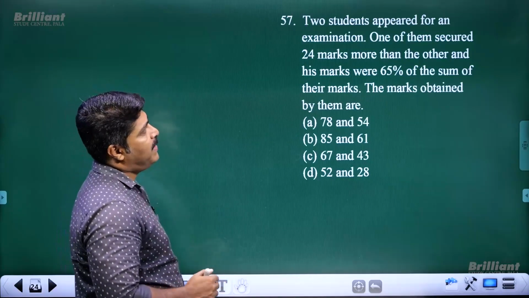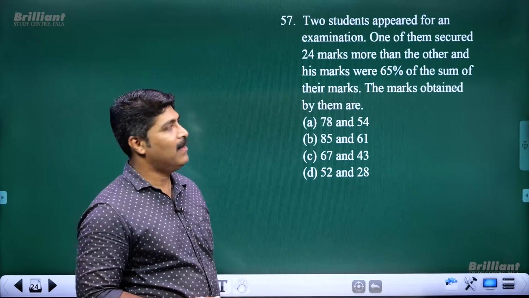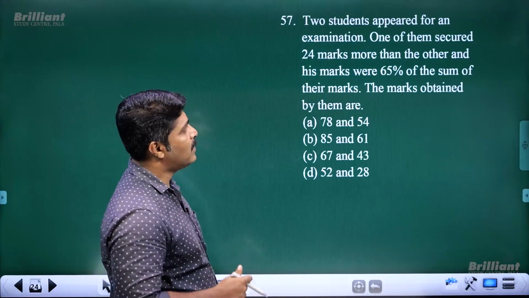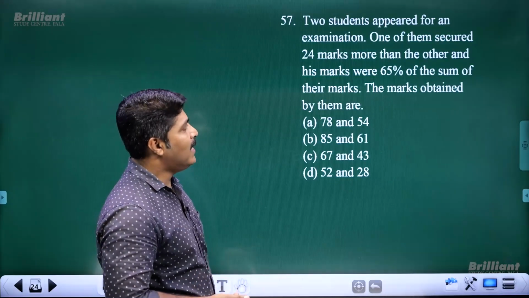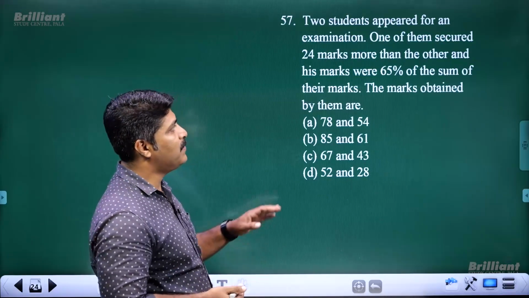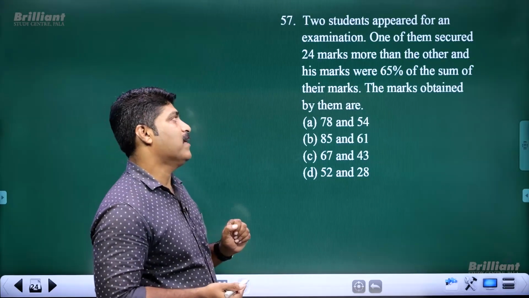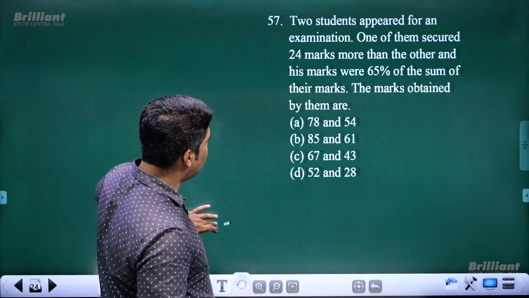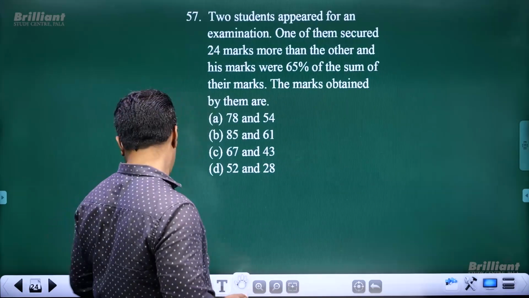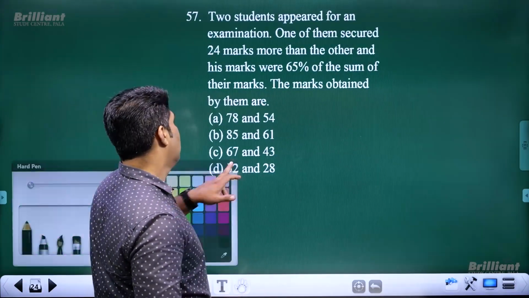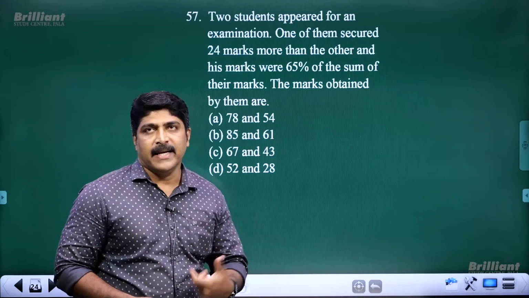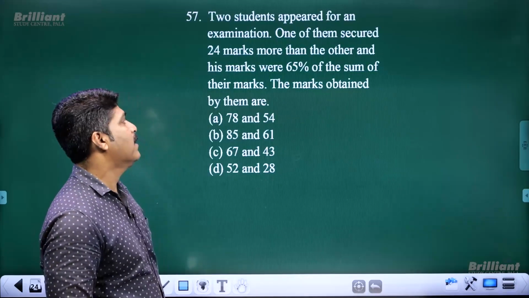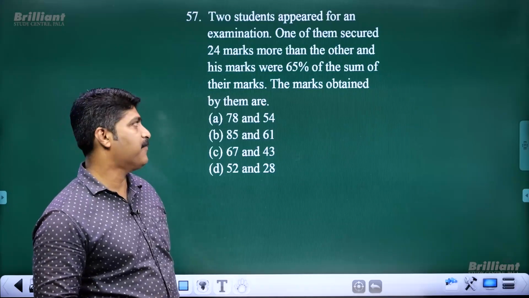Two students appeared for an examination. One of them secured 24 marks more than the other, and his marks were 65% of the sum of their marks. Here we have to find out their individual marks. This is a frequently tested kind of question. What is the logic that we can directly apply for this type of question?